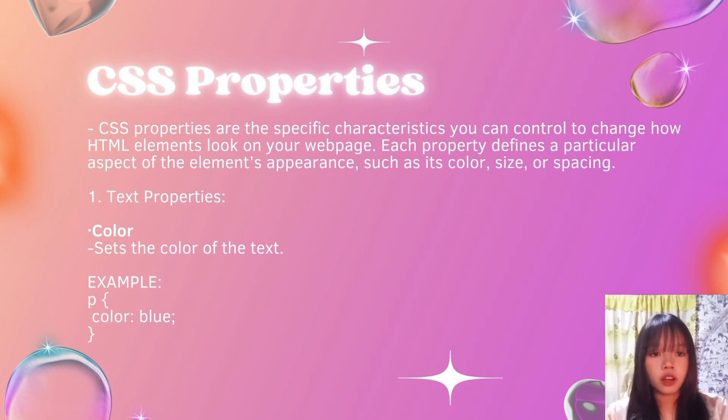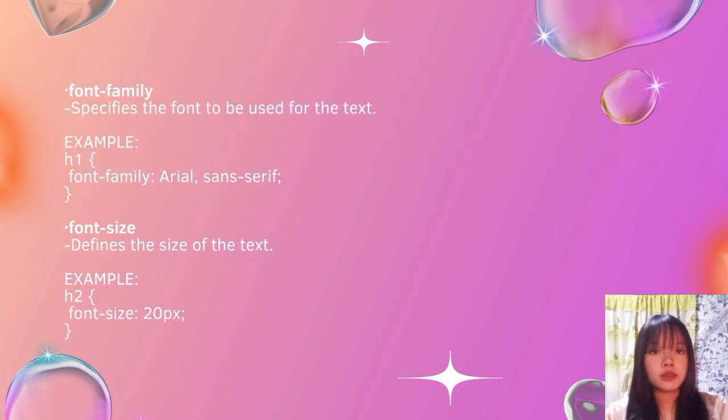So, here we have color, the color of text. Here is an example, paragraph color blue. Next we have font family, which specifies the font to be used for the text. So here we have font-family as the keyword, with Arial and sans-serif.